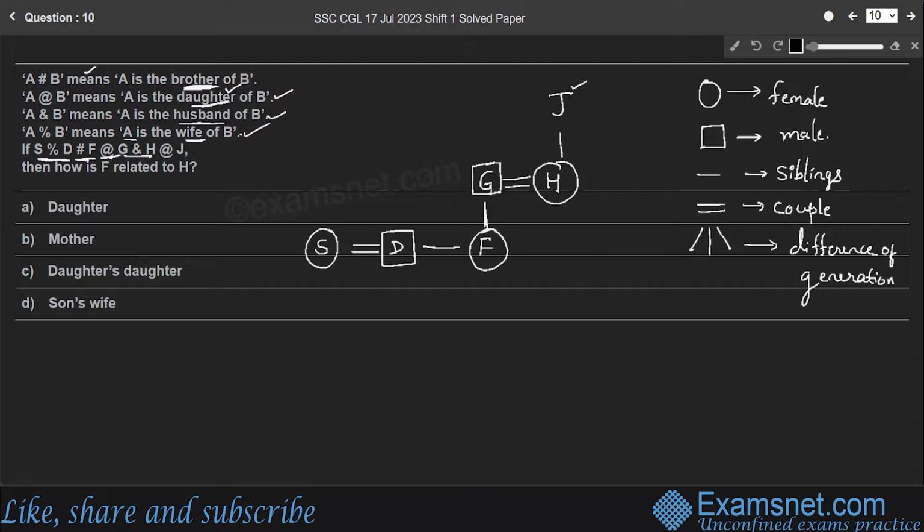So leave that. So here the question is, how is F related to H? Here is F, here is H. Since F is daughter of G and H as well, because G and H are married couple, therefore F is daughter of H. F is daughter of H, right? Therefore option A is the right answer.